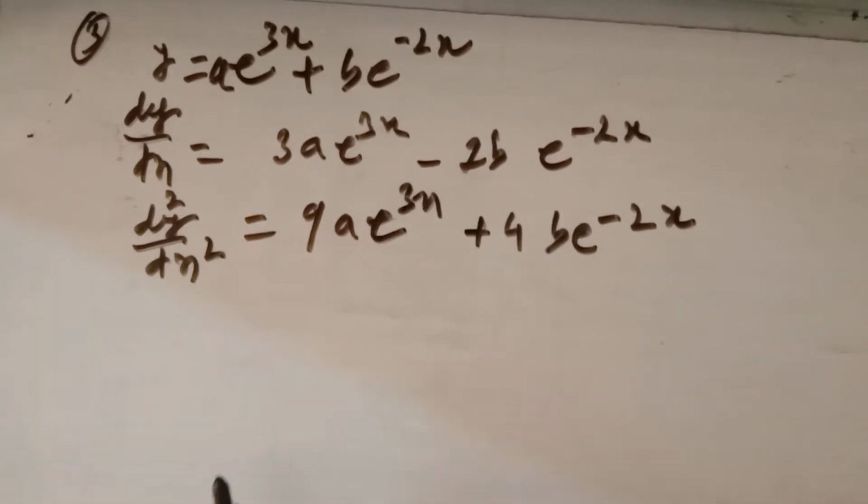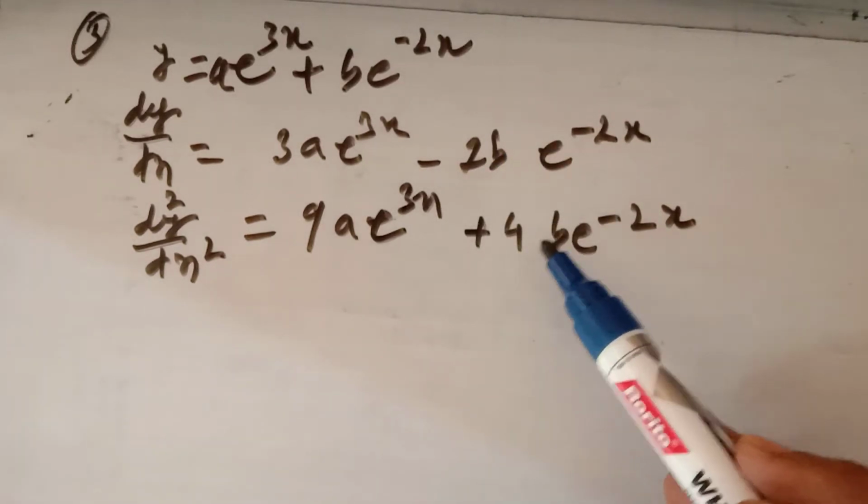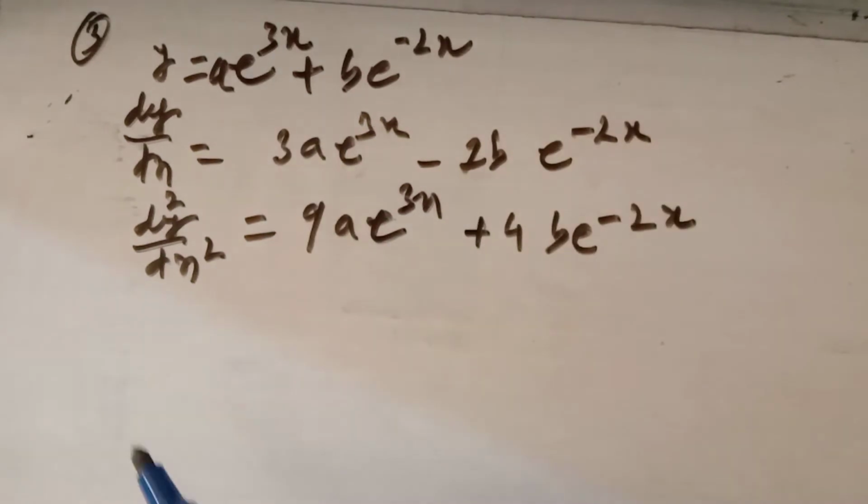Now what can you do? You can simplify these two equations simultaneously, solve them and get the values of a and b and put them here. That will be one method.